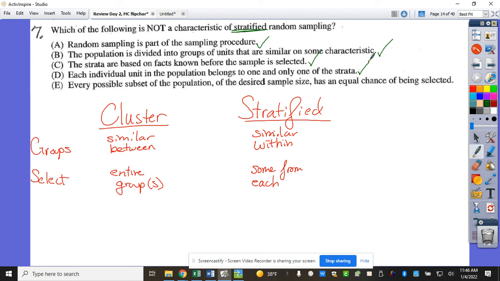E, every possible subset of the population of the desired sample size has an equal chance of being selected. If that doesn't ring a bell and make an obvious thing for you, then you need to write this down. That is word for word the definition of what? Simple random sample. And you will see that on the exam. Maybe not this exact wording, but you will see something in multiple choice with simple random sample.